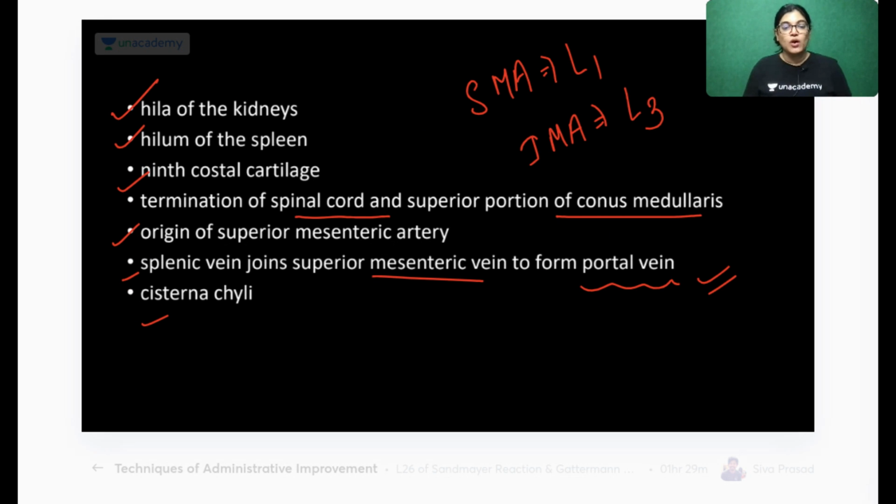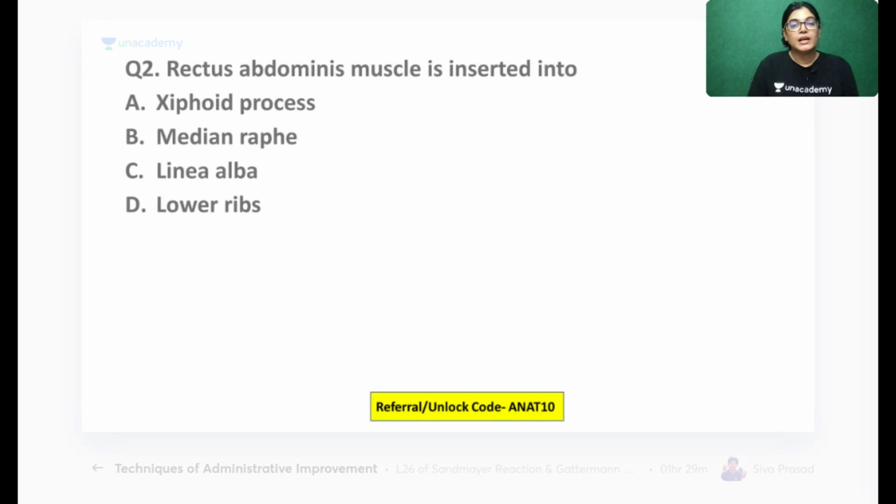Let's move on to the second MCQ of today's session. The rectus abdominis muscle is inserted on. So what is the level where the rectus abdominis muscle is inserting? Whether it is the xiphoid process, the median plane, the linea alba, or the lower ribs. So we have got 4 options, and you have to mark the correct answer. Just 15 seconds will be provided to you, and you have to give me the right answer.